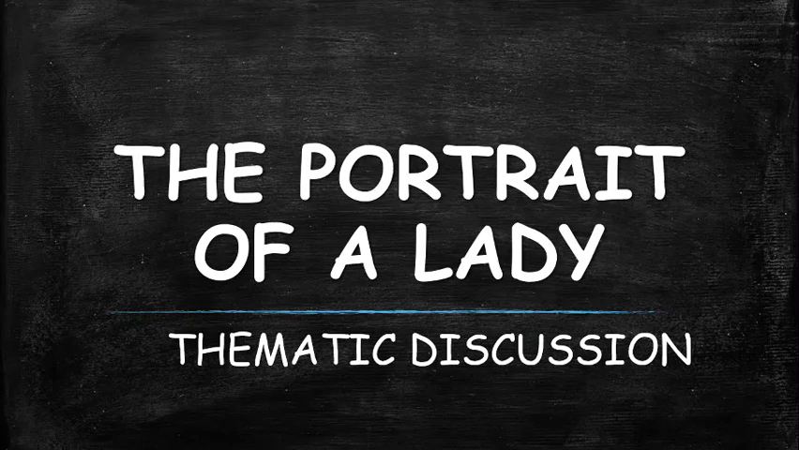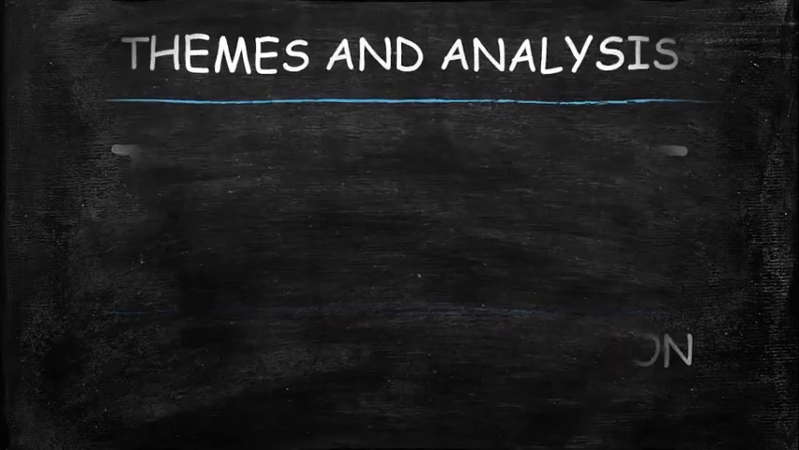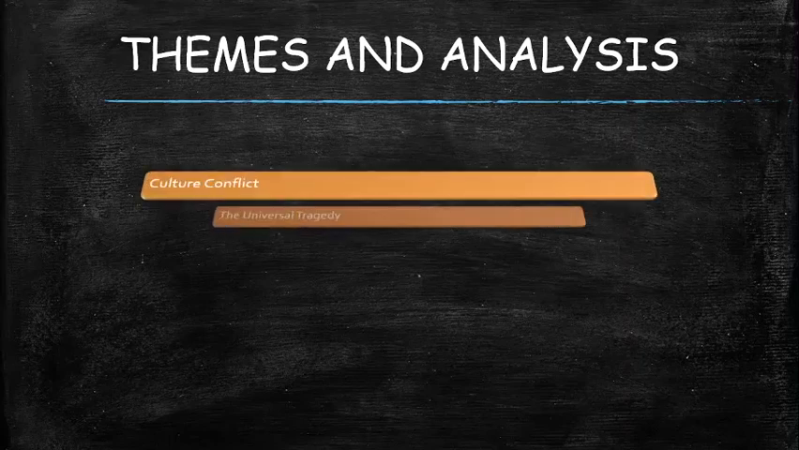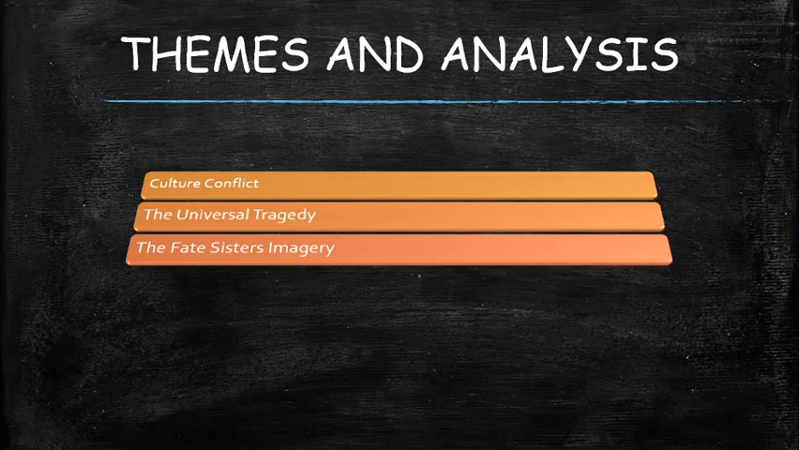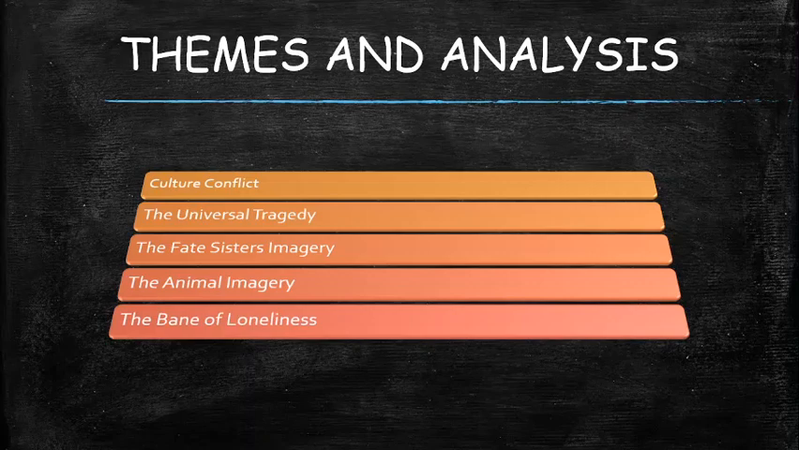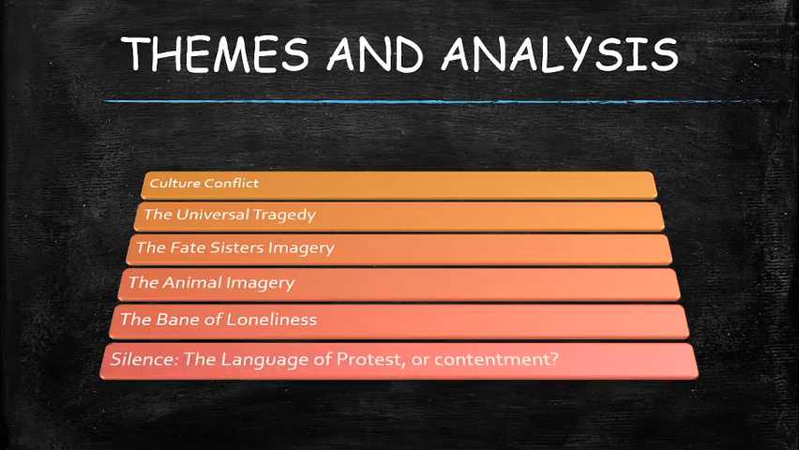One can find several themes in such a loaded text as The Portrait, but here we will limit ourselves to the most important themes which are relevant to our purpose as well. But before we start our discussion, let's take a look at the themes we are going to discuss today. The themes that we will analyze today are culture conflict, the universal tragedy, the Fate Sisters imagery, the animal imagery, the bane of loneliness, and silence, the language of protest or contentment.